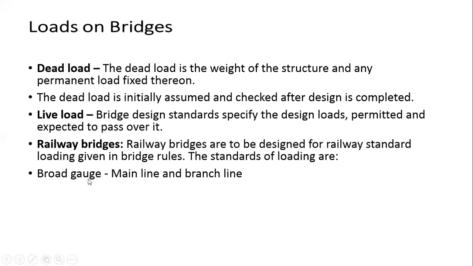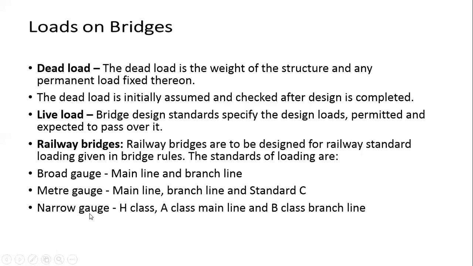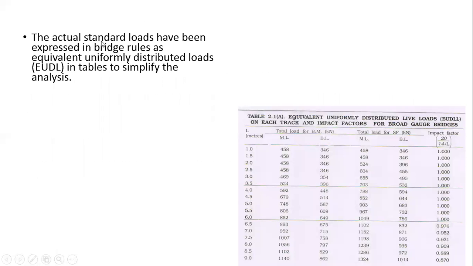So we have the broad gauge line. In broad gauge, we have the main line where most of the traffic passes, and the branch line where only a few trains pass in a day. Similarly, we have meter gauge also, with main line, branch line, and a standard C. Narrow gauge is also provided in hilly areas. We have three classes: H class, A class for main line, and B class for branch line. The actual standard loads have been expressed in the bridge rules.